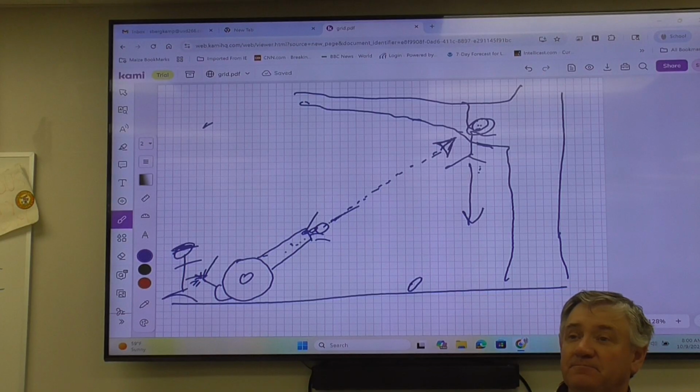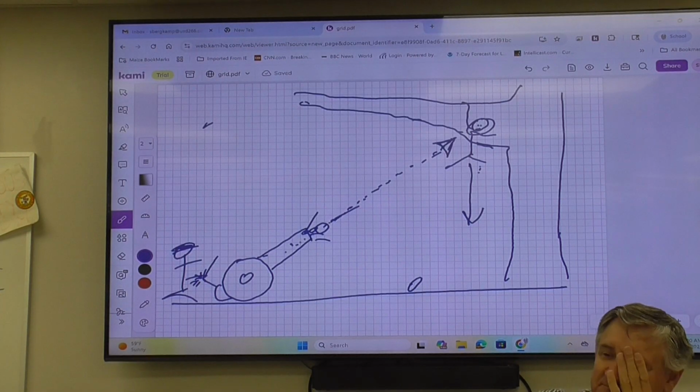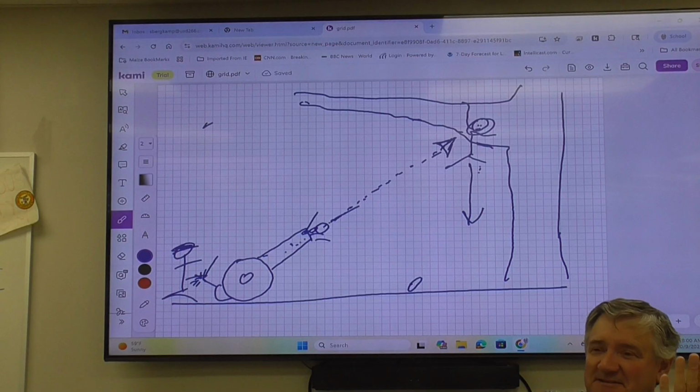So is this like, say the cannonball doesn't have enough to just nail the monkey? Is the cannonball gonna make it to where he's hanging? Yes. Oh, okay. So then if the monkey lets go, then he'll be safe.